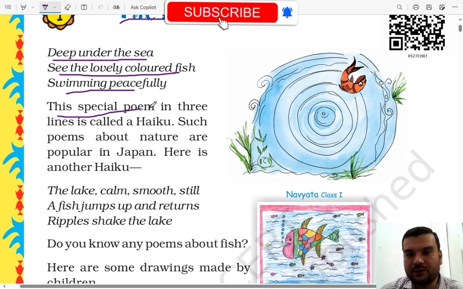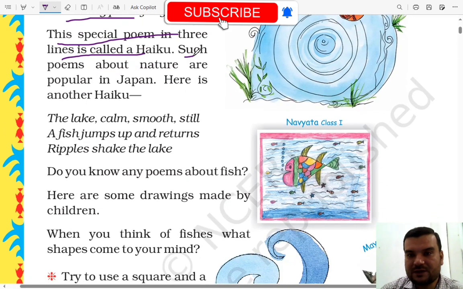This special poem in 3 lines is called haiku. So what is this 3-line poem known as? Okay, it's known as haiku. Such poems about nature are popular in Japan.